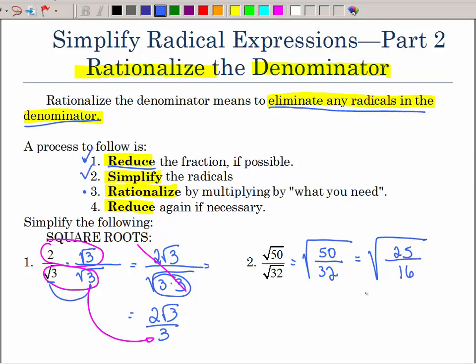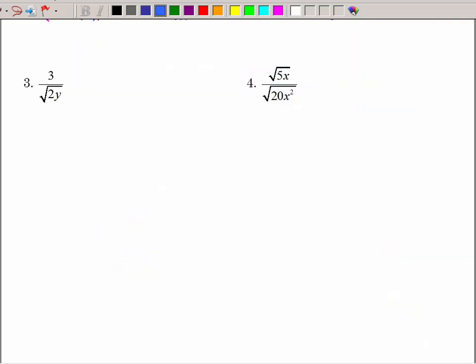Now let's simplify the radicals. Well, what is the square root of 25? Just 5. What's the square root of 16? Just 4. Now I don't need to rationalize the denominator because there's no more radicals, period, and I'm done. So again, reducing and simplifying can save you a lot of work. Right? Let's look at problem number 3.